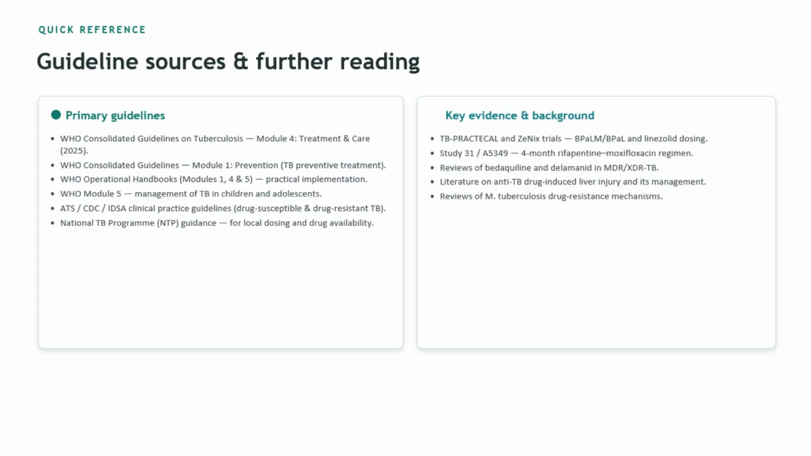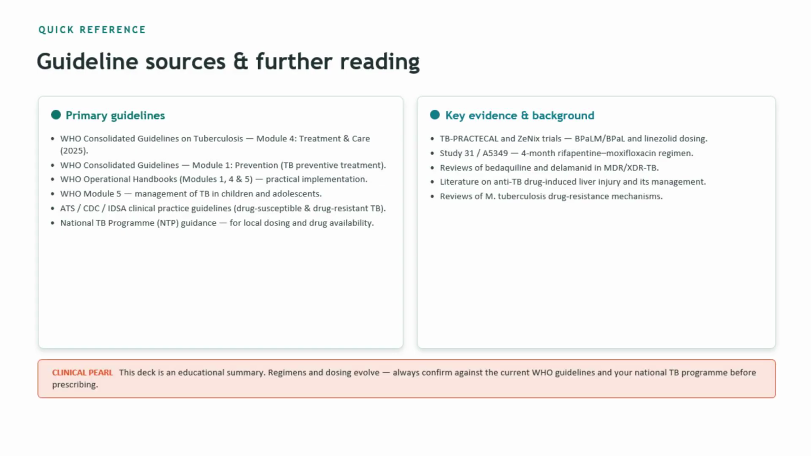And that's a wrap. Everything we covered is built on the WHO Consolidated Guidelines. Module 4 for treatment, Module 1 for prevention, Module 5 for children, plus the operational handbooks and the ATS, CDC and IDSA guidance, all linked in the description. One last thing, always cross-check dosing with your national TB program, because local availability and rules vary.